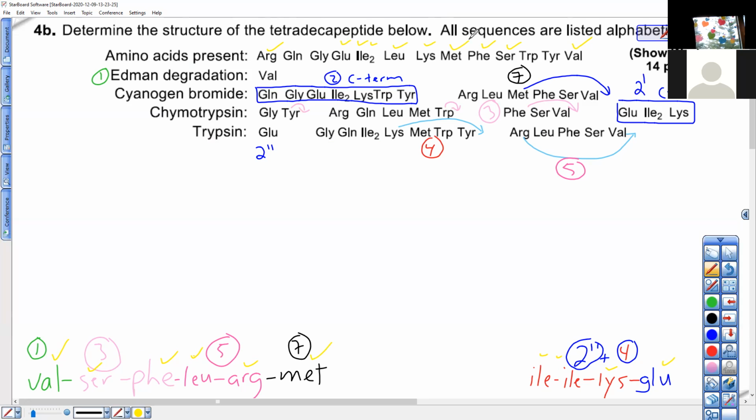What are we down to? Trp-Tyr and Gln-Gly. Trp-Tyr is here. It's after Met. And what do we got here? Let's see. Met. Arg Met. This whole thing is before this thing. This thing's over here. Glu's way over there. Anyway, I'm just talking.